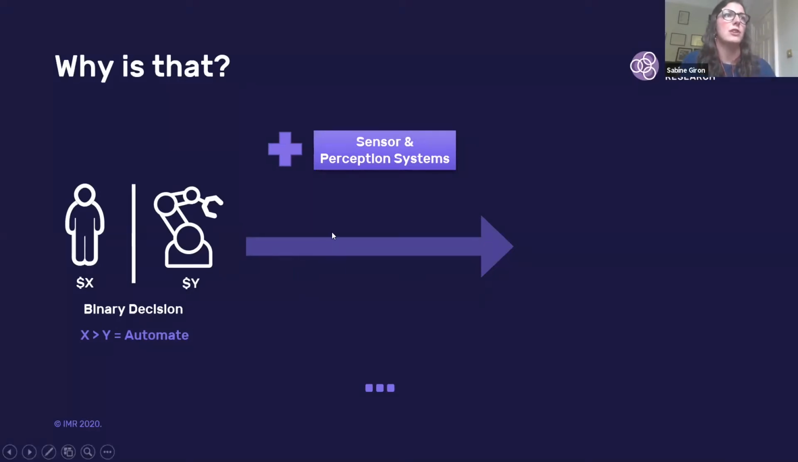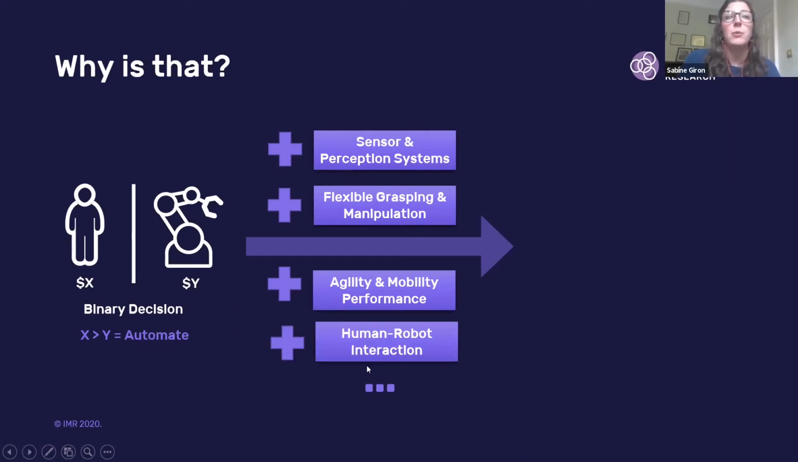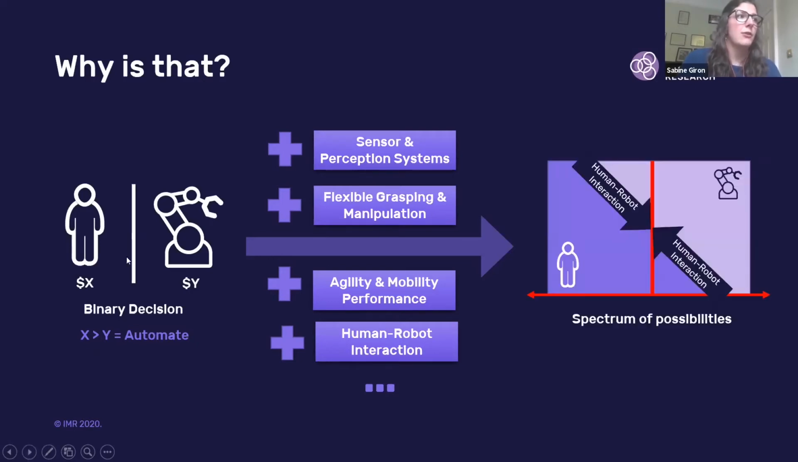We saw the appearance of sensor and perception systems, flexible grasping and manipulation, agility and mobility performance, and also human-robot interaction. That really introduced a shift in the paradigms of automation, and instead of having two options, there's a whole spectrum of possibilities. This spectrum includes different levels of blend of human-robot interaction, but also flexibility, agility, and sensorization.